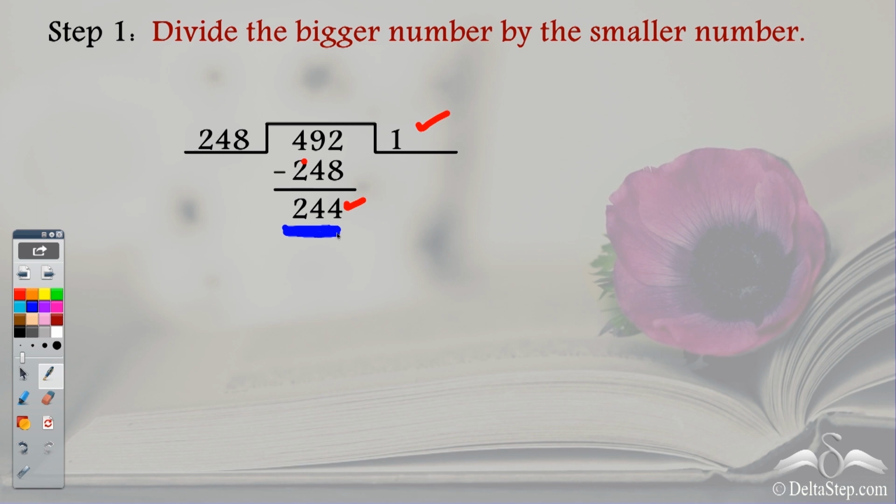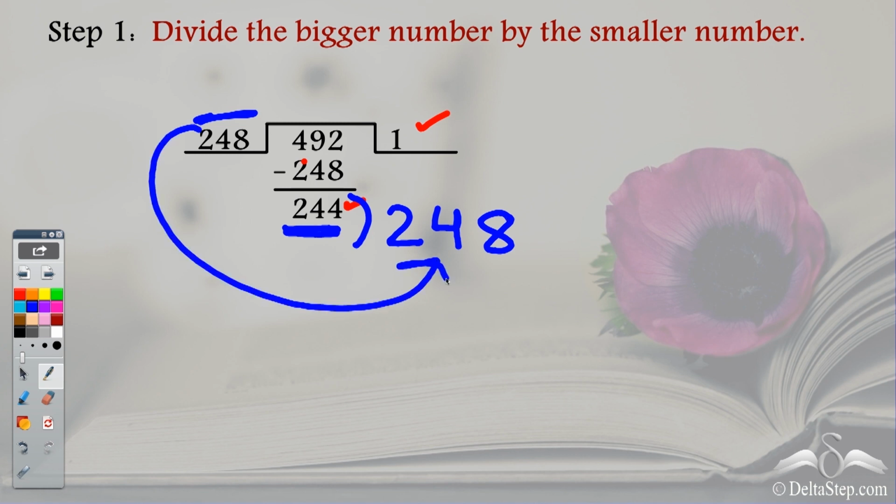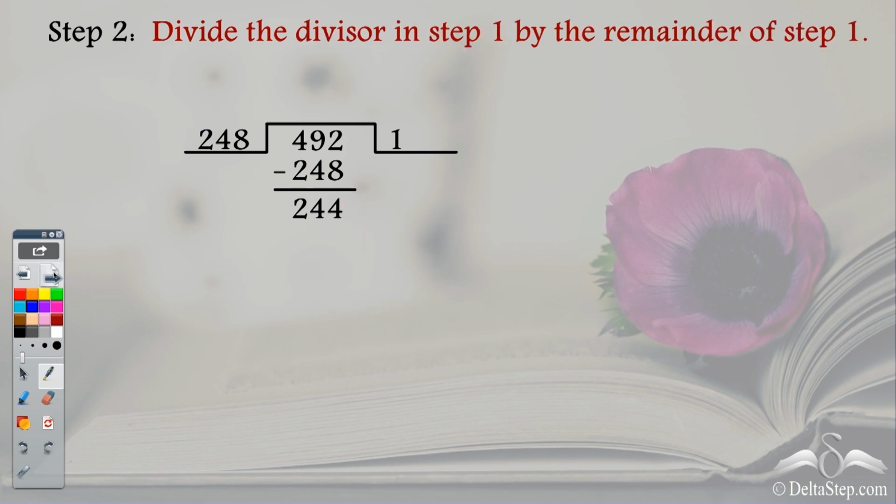Now you need to take this remainder as the divisor. And what will be the dividend? This number. The previous divisor will be the dividend, or the number which is divided. So now 248 will be divided by the remainder. So the previous divisor becomes the dividend and the remainder becomes the divisor. This is step 2.